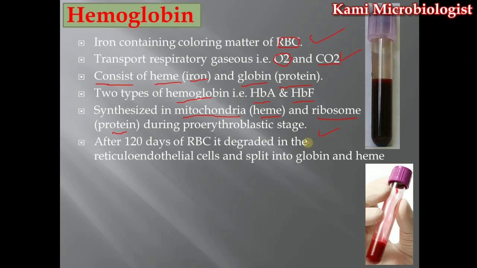Then we have the destruction of hemoglobin. Hemoglobin is split into two forms, globin and heme, when the RBC lifetime is over. Let's suppose the RBC lifetime is 120 days. After 120 days the RBCs are degraded by cells called reticuloendothelial cells. These are the monocytes that engulf the RBC when its time is over. Once the RBC is engulfed, it is converted into heme and globin.